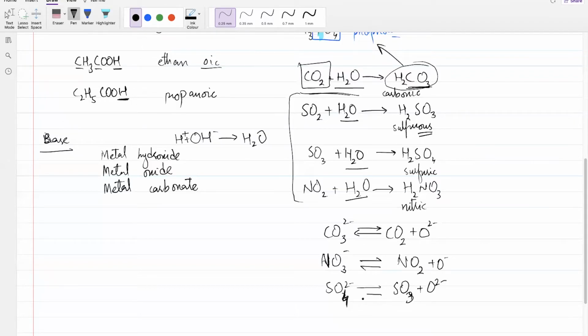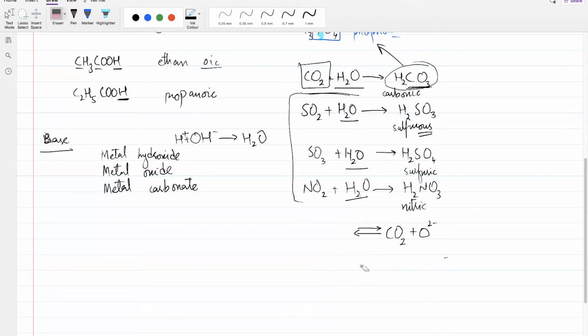I didn't understand this part, sir. I'll do it again. So what is carbonate? Carbonate is CO3 with -2, right? You have to think of CO3 as nothing but carbon dioxide attached to an oxide.